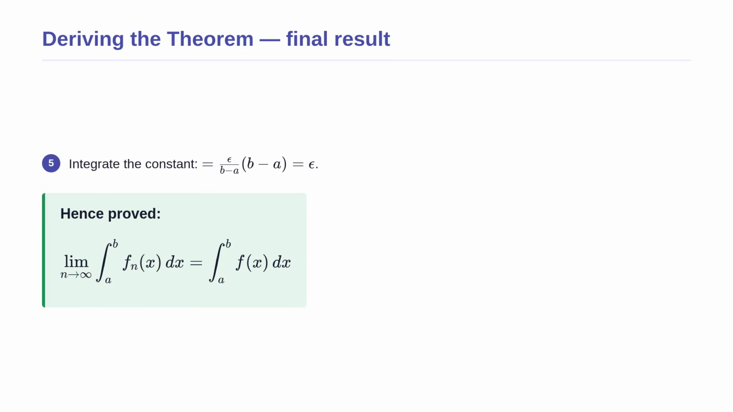This brings us to the final result of our derivation. By replacing the actual distance with its guaranteed maximum value, we create an integral that is incredibly easy to solve. We are now just integrating a constant number. Integrating a constant simply means multiplying that constant height by the width of the base, which is b minus a. The width terms perfectly cancel out, leaving us with just epsilon. Since epsilon can be any tiny number we want, the difference between the two areas must be shrinking exactly to zero. Therefore, the limit of the integrals is perfectly equal to the integral of the limit.